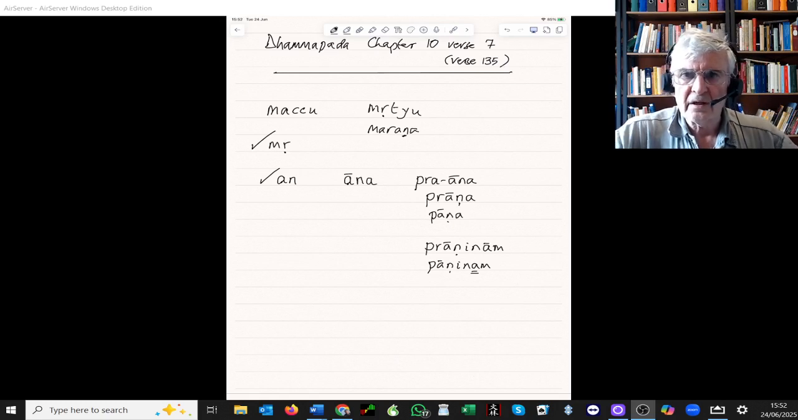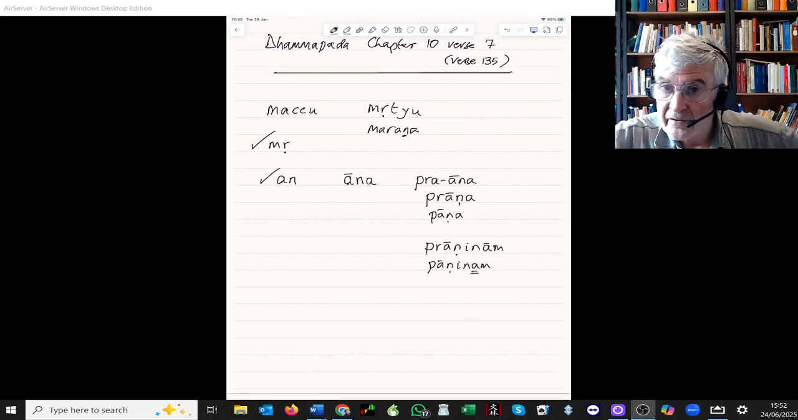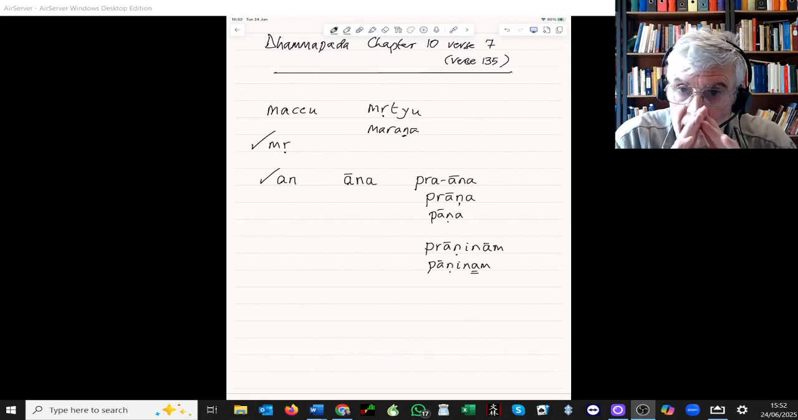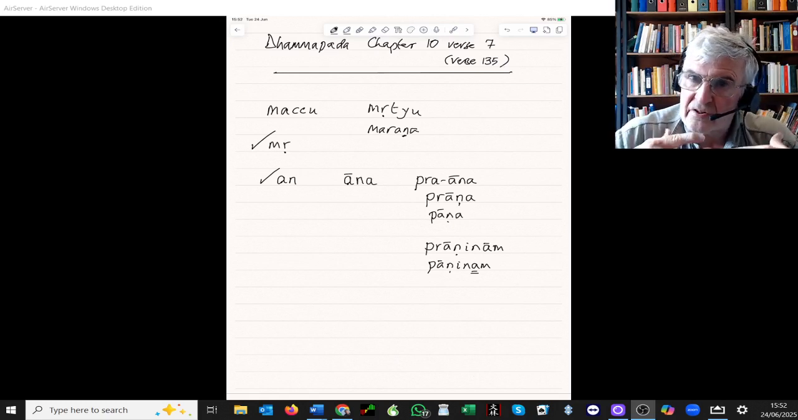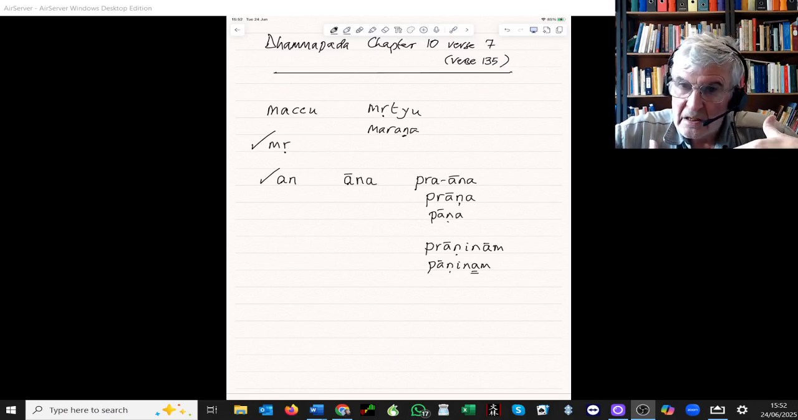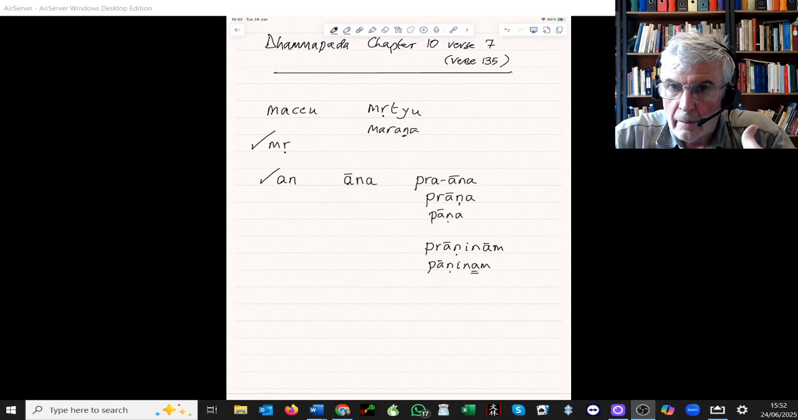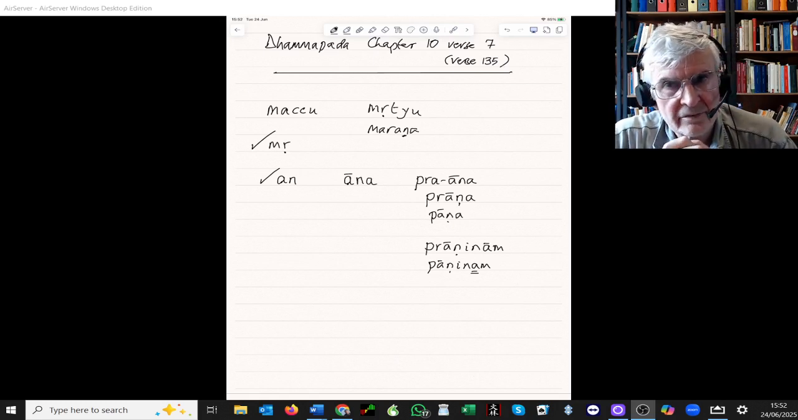The imagery is that just as these cows are helplessly being driven by the cowherd, driven with a stick into the pasture, so our lives are in that same way helplessly driven by old age and death.